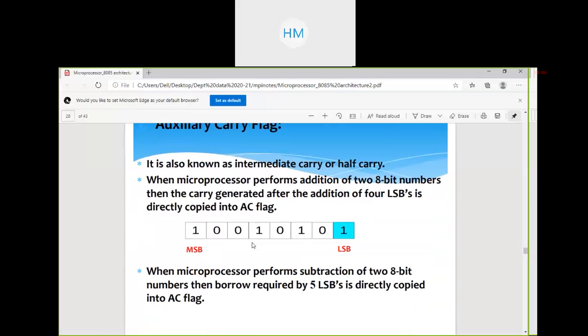Auxiliary carry flag, it is also known as intermediate carry or half carry. Okay, so it is generated after this bit. If we are adding 4-bit nibbles, 4 bits of data, and a carry is generated after this step, then this carry is stored in the auxiliary carry flag. Clear?